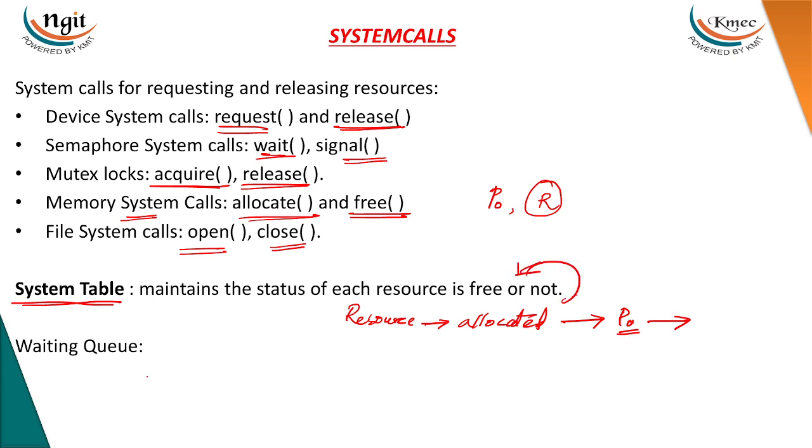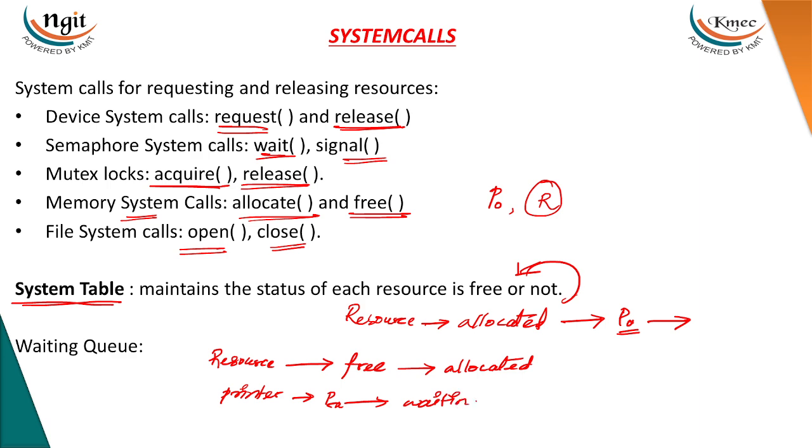Right? So if the resource is not allocated, that means the resource is free, so the first process that requested the particular resource will be allocated. If the resource is not available, suppose the printer is not available, then process Px will be added to a waiting queue on the printer. Okay, so let's see how many ways we can detect a deadlock.